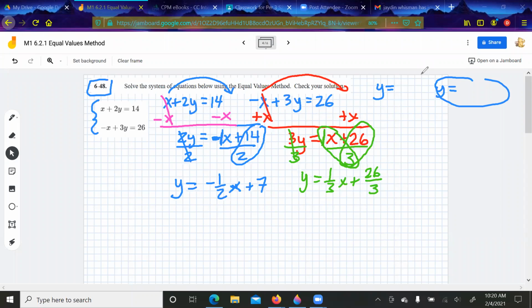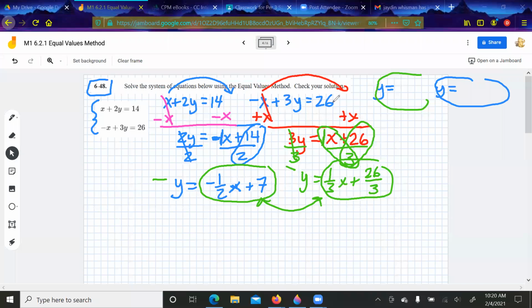So we have two y equals equations, right? We have this and this. So now we can set them equal to each other. They're both y equals, so we can basically drop the y's and set these two parts equal to each other. So let's go ahead and do that. Let's do -1/2 x plus 7 is equal to 1/3 x plus 26/3.